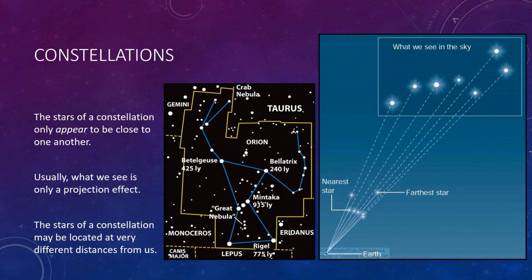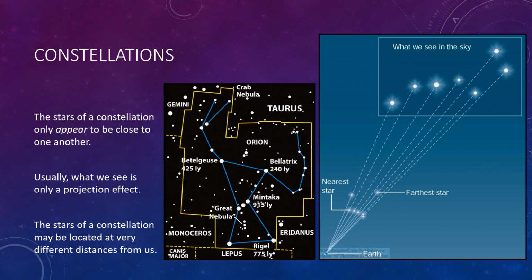The stars of a constellation only appear to be close to one another. Usually what we see is only a projection effect. The stars of a constellation may be located at very different distances from us. As an example, the Orion figure shows the distances in light years from Earth to 4 stars in Orion.